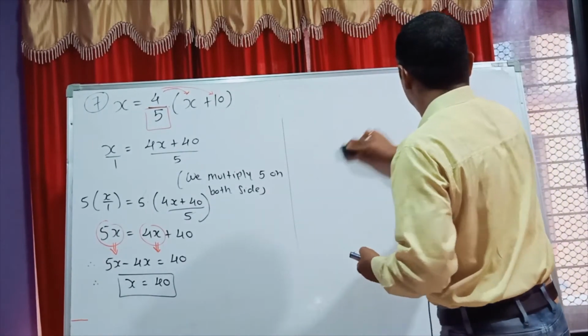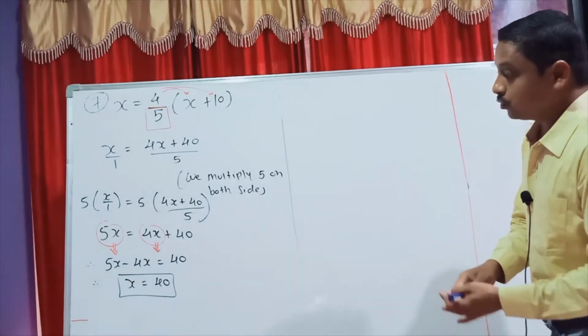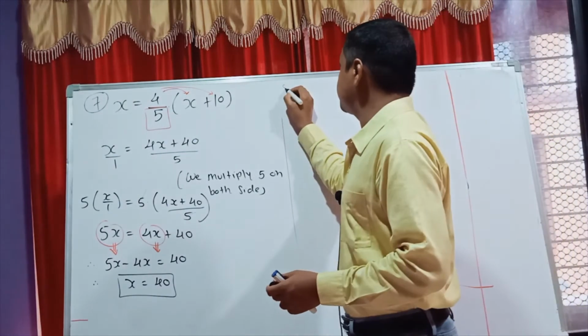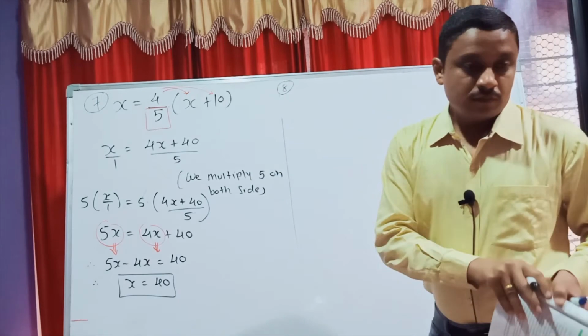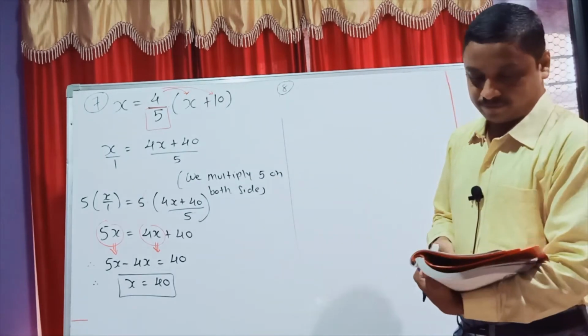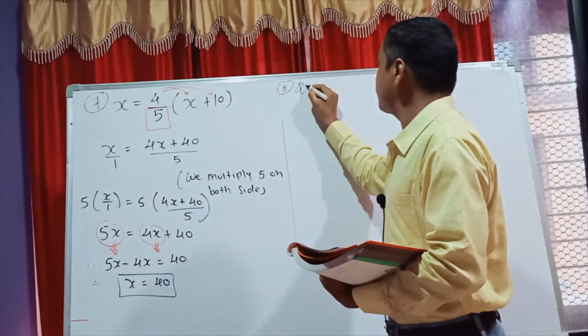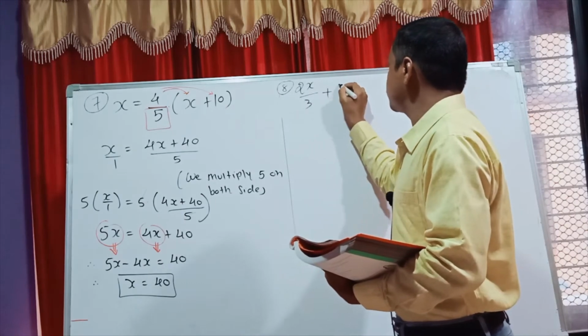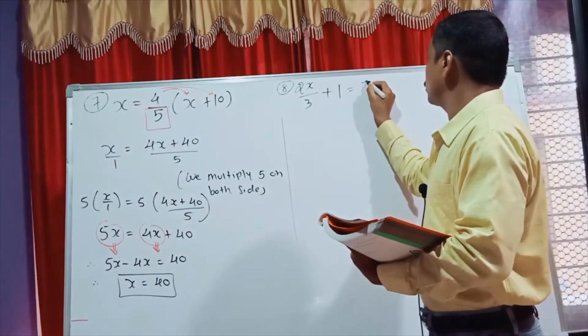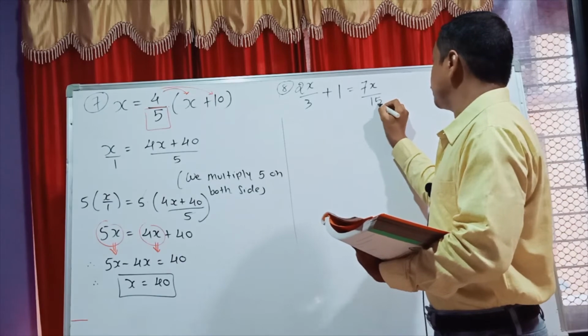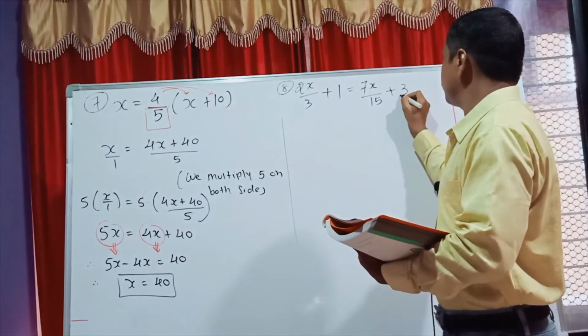Continue, question number 8. 2x by 3 plus 1, 7x by 15 plus 3.